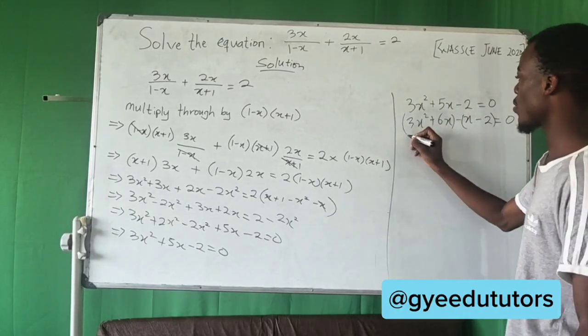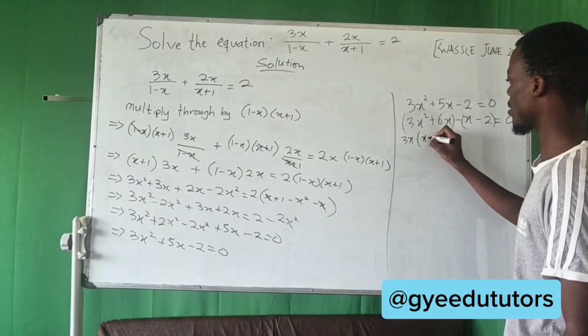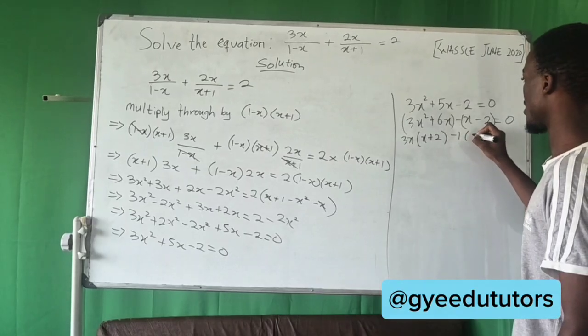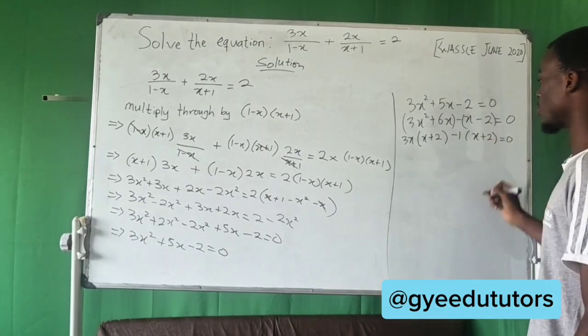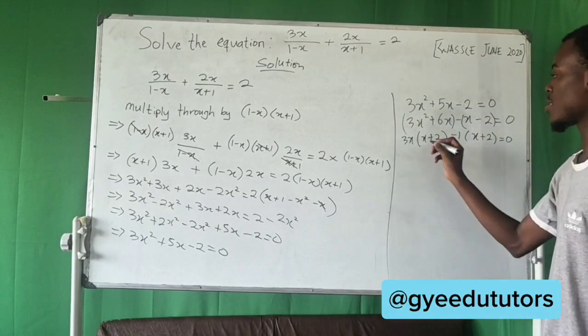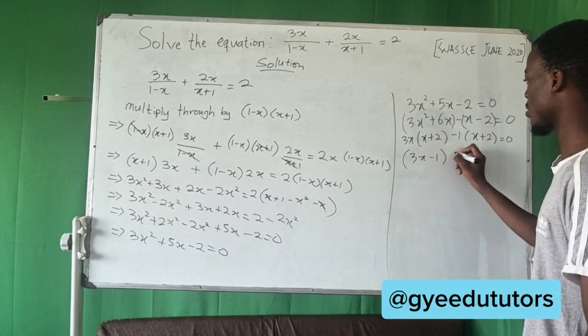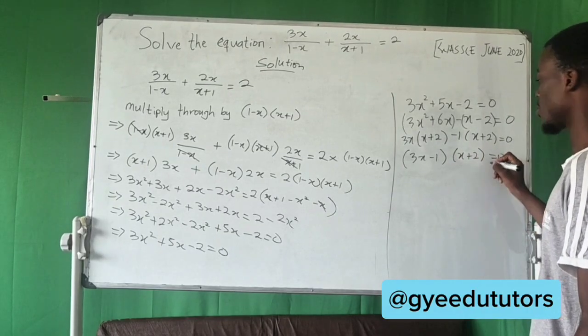Okay. So now we bring what? 3x out here. And we have what? X plus 2. And you have what? Minus 1 out here. X plus 2, which is equal to 0. Okay, so now this is the same as what? 3x minus 1, x plus 2 equal to 0.